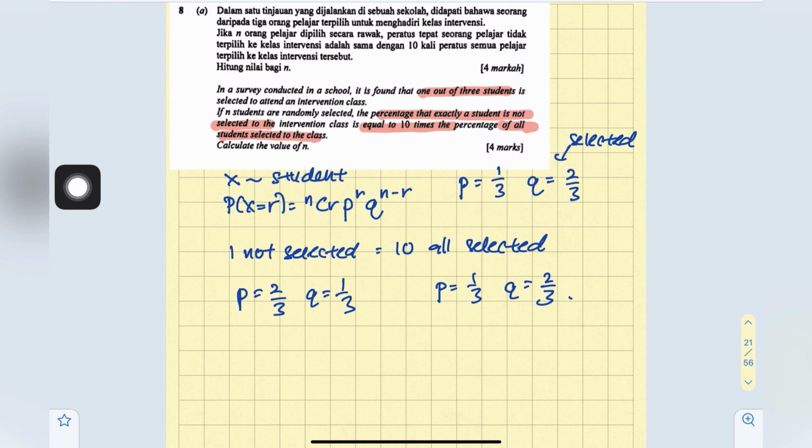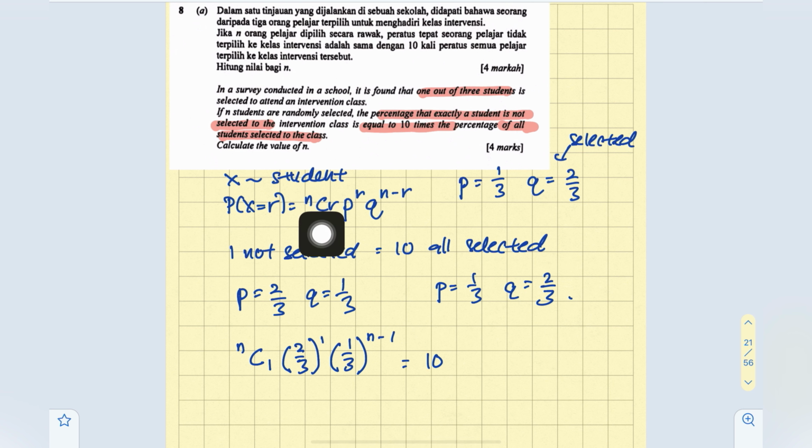Okay, exactly 1 is not selected, so n is unknown. nC1, p is 2 over 3 to the power of r, r is 1. q is 1 over 3 to the power of n minus r, so n minus 1. Equals 10 times all selected, so nCn, p to the power of n. p is 1 over 3 to the power of n, q is 2 over 3 to the power of n minus n, which is 0.